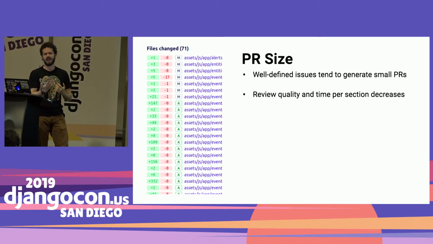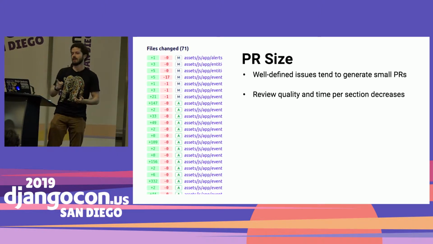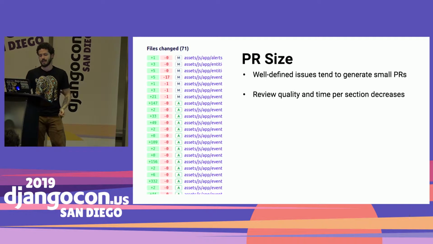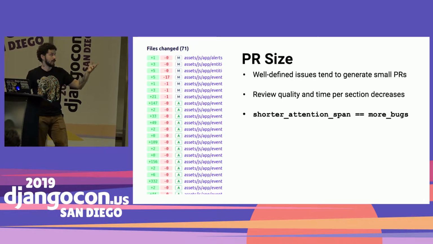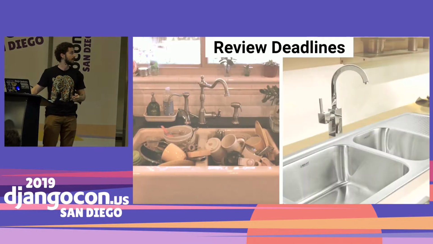if you have like 5 files to review in a pull request, that's okay. You're gonna spend your time thoroughly. But if you have 71 files, you're probably just gonna go through them like diagonally and hope it's working fine. So you're gonna have a shorter attention span, and a shorter attention span usually equals more bugs.